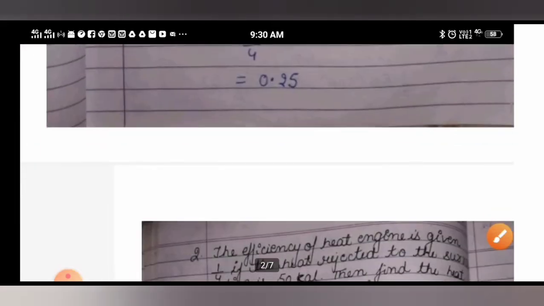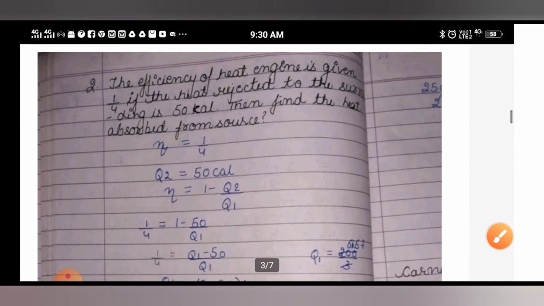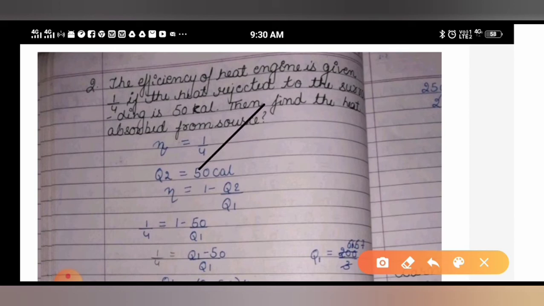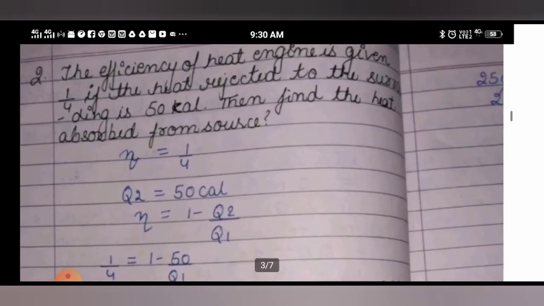Next question, question number 2: the efficiency of a heat engine is given as 1 by 4. If the heat rejected to the surrounding is 50 kilocalorie, then find the heat absorbed from source. So dear students, what is given to you? It is given that eta is equal to 1 by 4. Eta value is given 1 by 4.